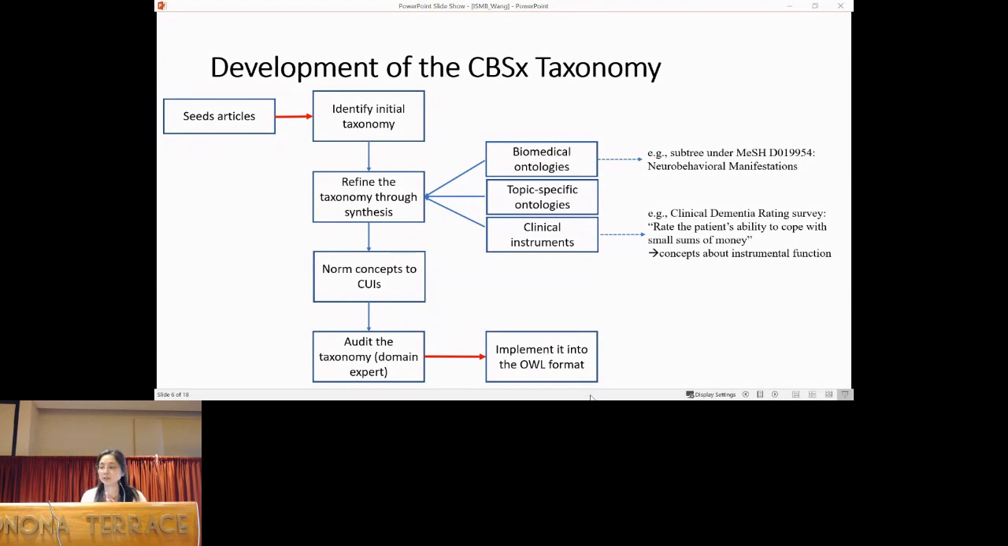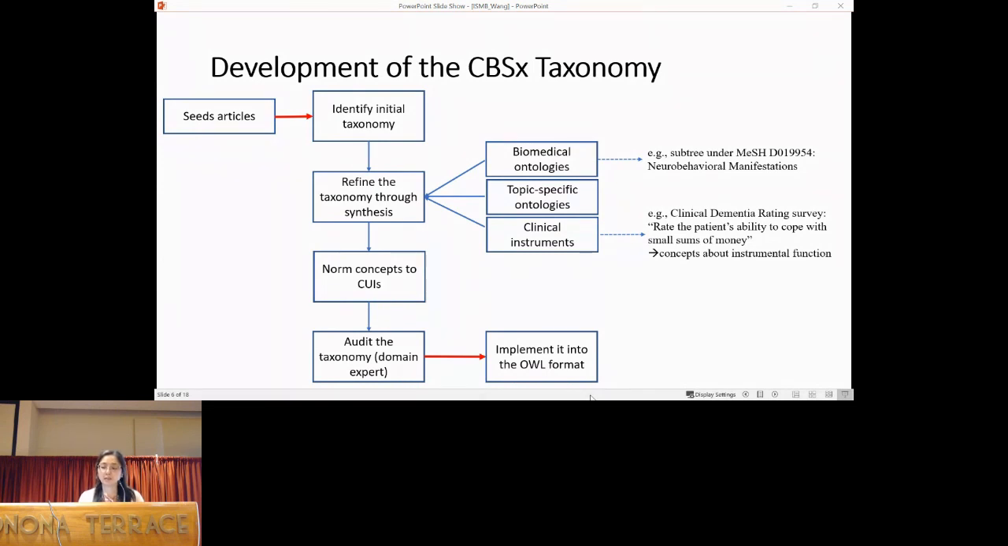For example, the sub-concept subtree under the MeSH. MeSH is one of the ontologies we use. The concept is neurobehavioral manifestation. Under this concept, there's one entry being exactly the cognitive symptoms. So we started from these ontologies.